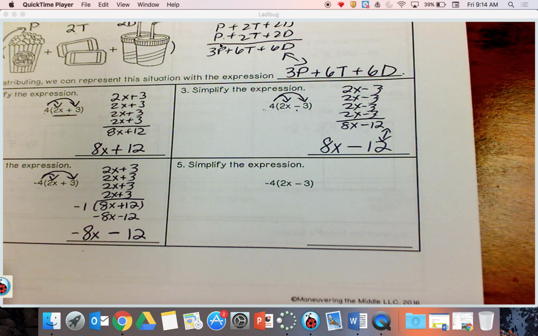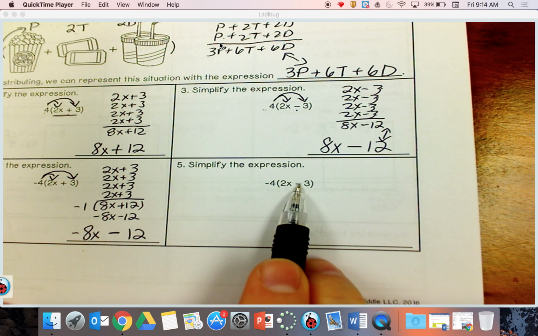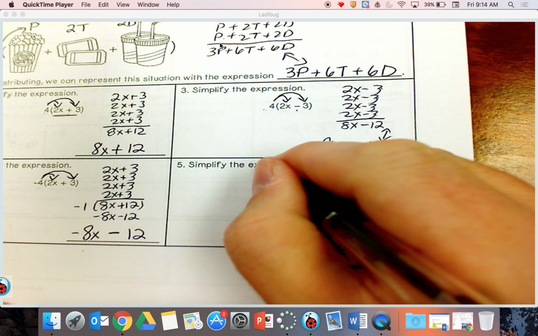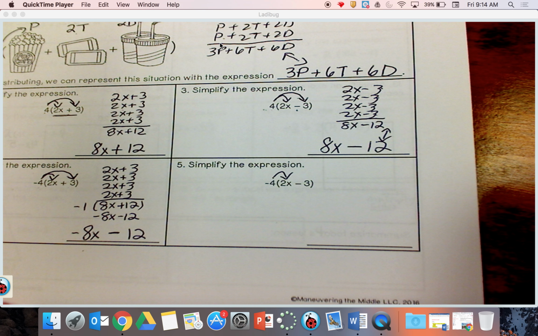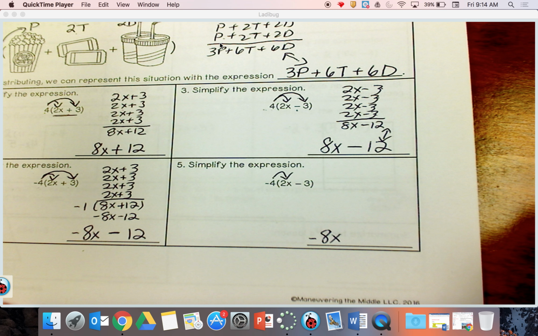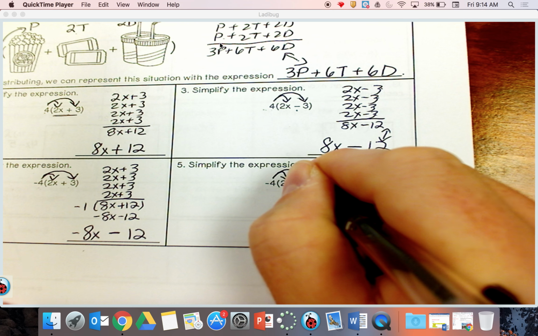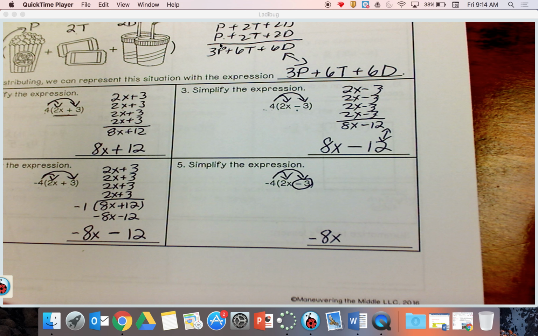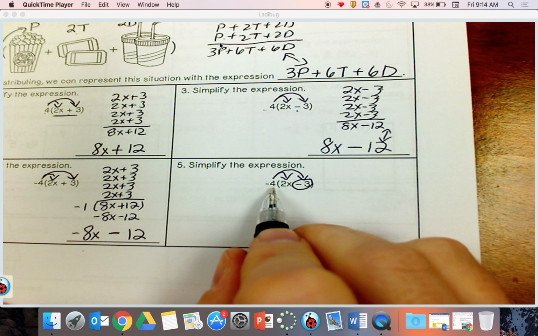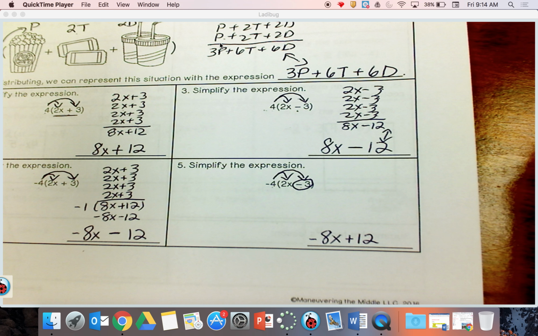So number 5 is a little bit different. Same thing. You got a negative on the outside, a negative on the inside. So be careful what you may have. So if I come back here and go bam, it's going to give me a negative 8x. 4 times the negative 4 times 2. And then I do a negative 4. And this is a negative 3. So a negative times a negative gives me a positive 12.